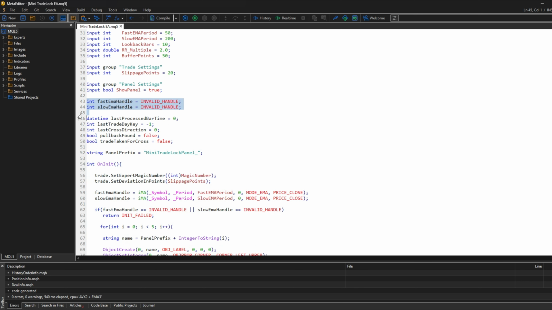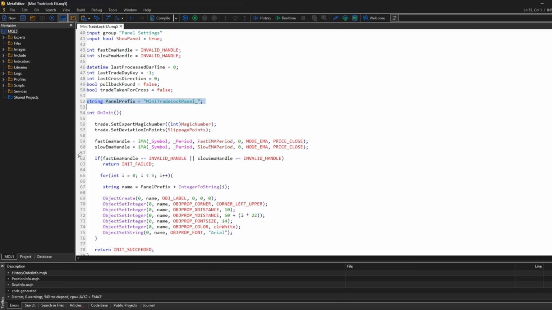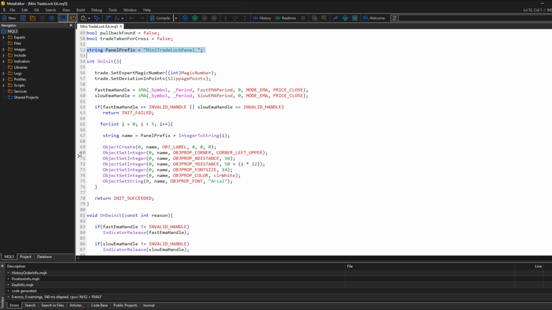After the inputs, we have our global variables. This is where we store the EMA handles, the last process bar time, the last trade day key, the last cross direction, whether a pullback has been found, whether a trade has already been taken from the current cross, and then our panel prefix. The panel prefix is used when we create the on-chart labels.